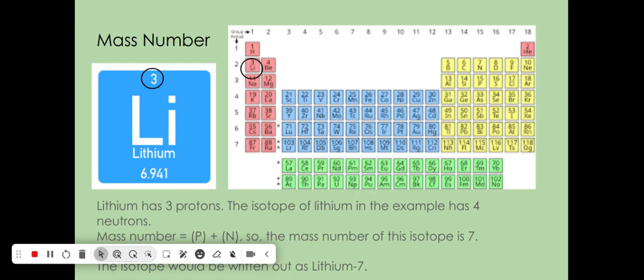Okay, so if we take a look at the periodic table, we see that lithium has an atomic number of 3, meaning that it has 3 protons. As stated in the example, this particular isotope of lithium has 4 neutrons. Since the mass number is the number of protons plus the number of neutrons, the mass number of this isotope is 7, and this would be written out as lithium 7.